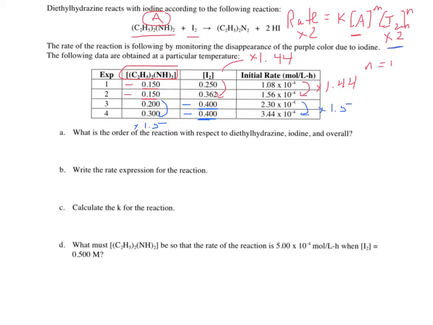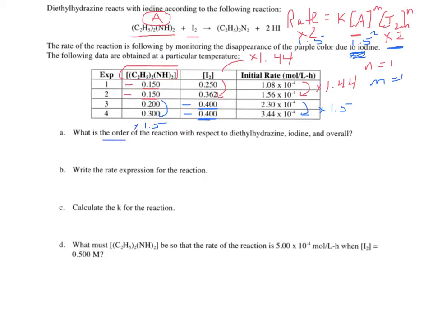So here we kept this constant. We made this 1.5 times bigger, and the rate is 1.5 times bigger. So what's M? Well, M is 1. So what you do is you hold one of them constant, and then you do the exact same thing that we were doing in the last video.